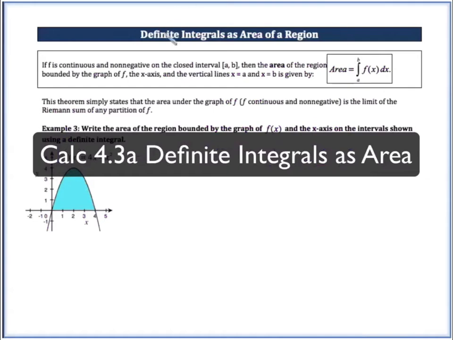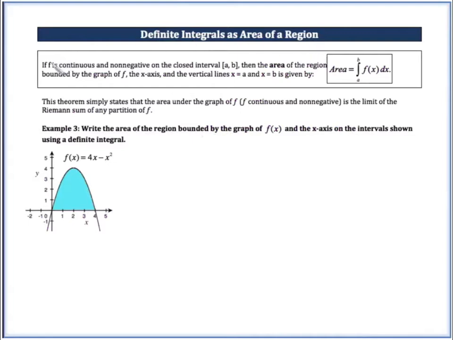Let's talk now about definite integrals as an area of a region. So we need to stipulate, if f is continuous and non-negative on the closed interval a to b, then the area of the region bounded by the graph of f, the x-axis, and the vertical lines x equals a and x equals b is given by the definite integral from a to b of f of x dx. So it's very important that f is continuous and non-negative. Then the definite integral on the interval gives you the area. Okay, so it is the limit of the Riemann sum for any partition of f.